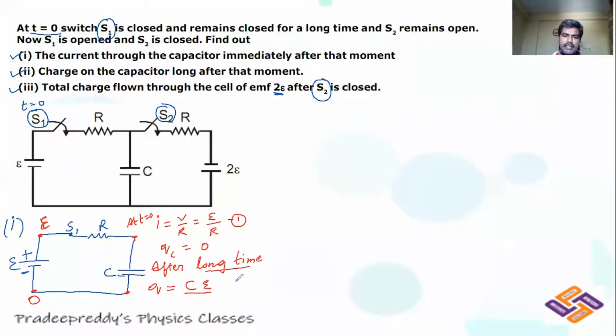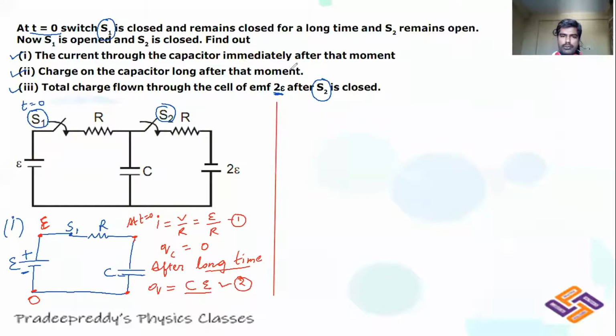Initially, this capacitor is charged to this value. Let me take this as equation number 2. That is the initial situation, right? Just when S1 is closed and S2 is opened. Now come to this question, the first question.